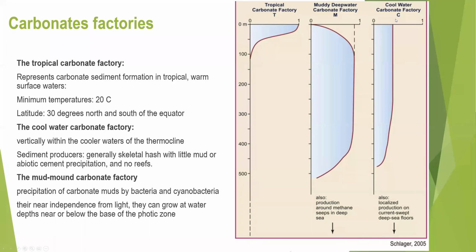But in the cool water system, you can see from the surface to very high depth, we have carbonate system, and in the cool water system, we have some sort of skeletal grains or skeletal bivalves and etc.